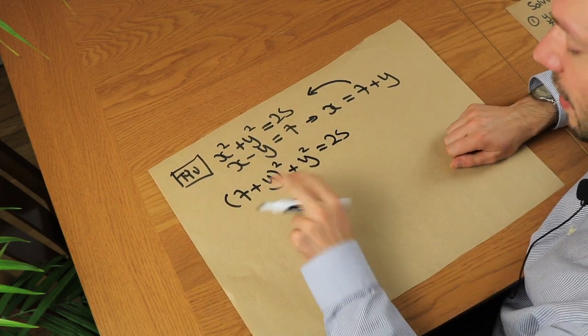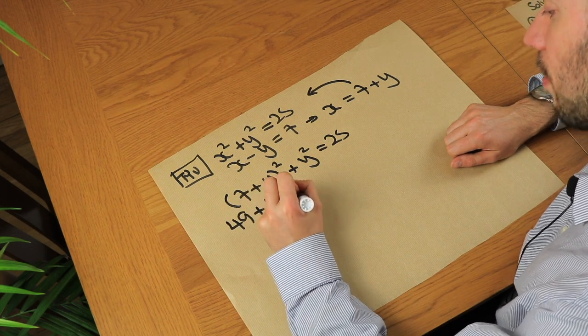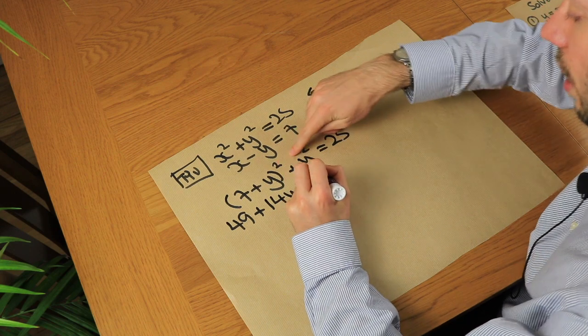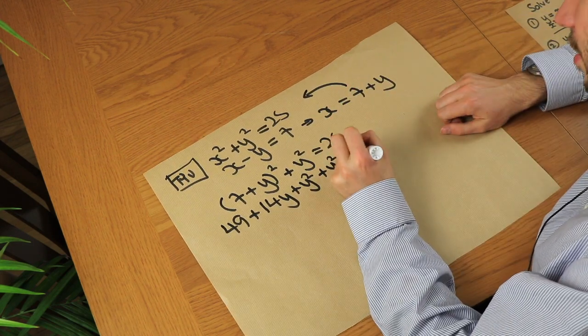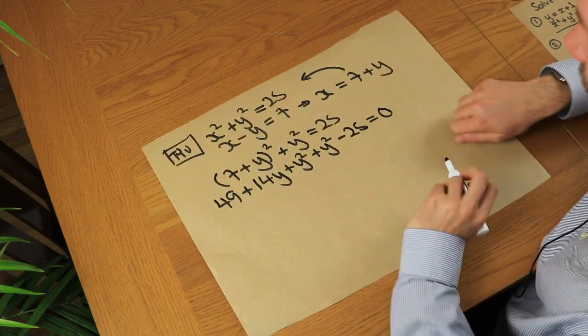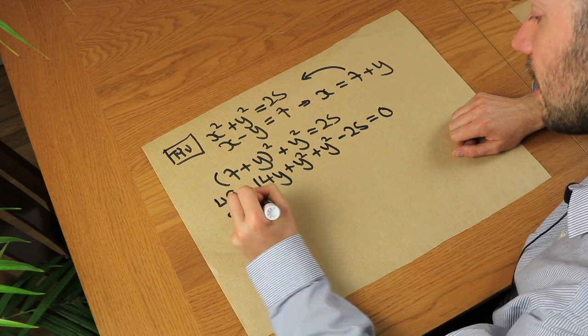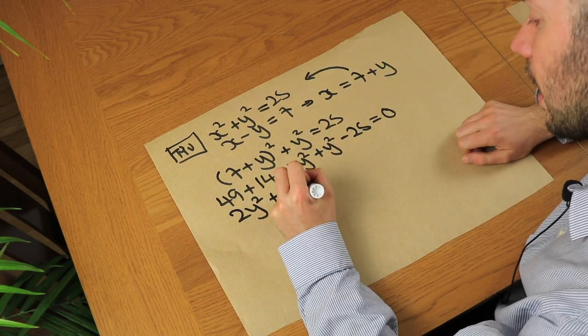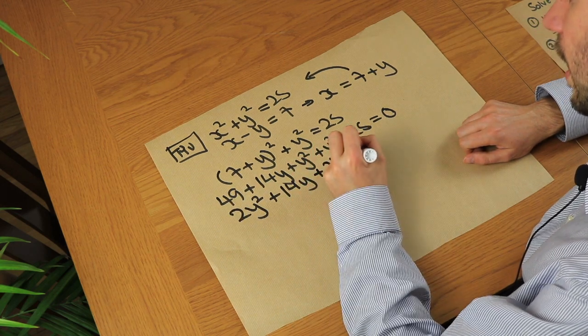Let's expand this out. So if I do it quickly, I get 49 plus 14y plus y squared. I've got another plus y squared, don't forget that. And I'm going to minus 25 so that I have 0 on the other side, because we're solving a quadratic equation, we like to have 0 on one side. Let's collect like terms. We've got 2y squared, we've got the plus 14y, and we've got 49 minus 25, which is plus 24, is 0.